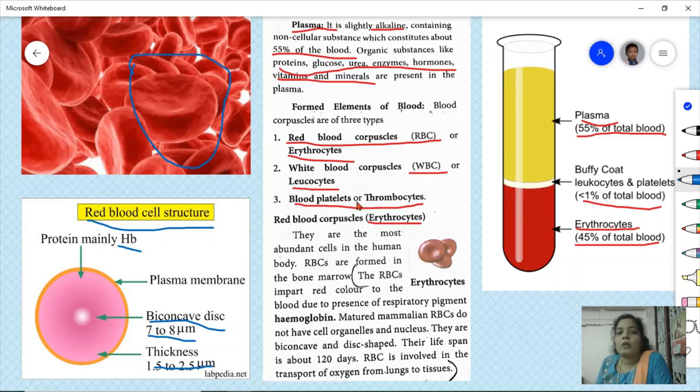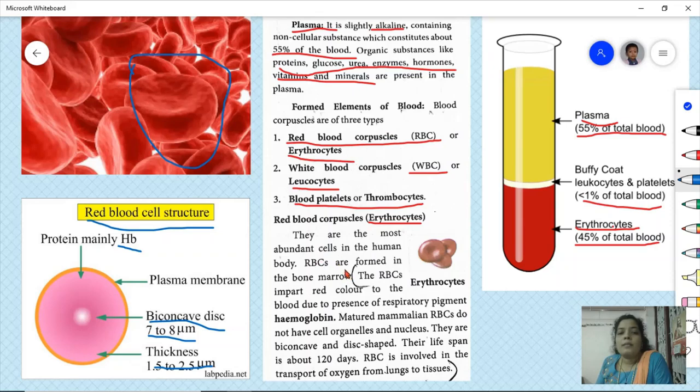Once again we can go through this paragraph. Plasma is slightly alkaline in nature, and 55% of the blood constitutes plasma. What are the organic substances present? Proteins, glucose, urea, enzymes, hormones, vitamins and minerals. This is the first one, components of blood. First is the plasma, second is formed elements of blood. Three types of formed elements are present: RBC, WBC, platelets or thrombocytes. So the first one we have completed now.